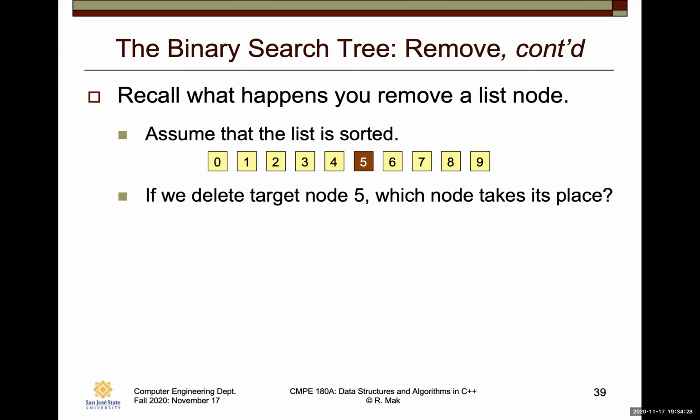Now if the 5 is gone, what has to take its place? Well, it's going to be the 6, right? Because once the 5 is gone, then what will be in this position will be the 6.